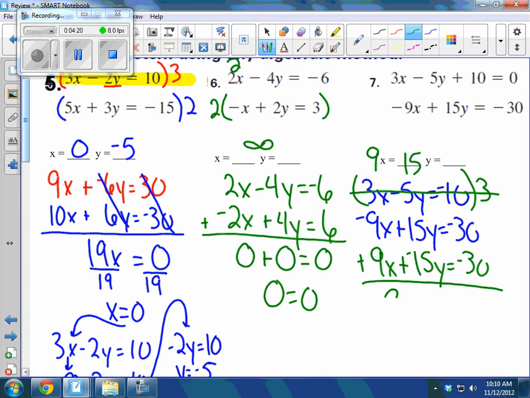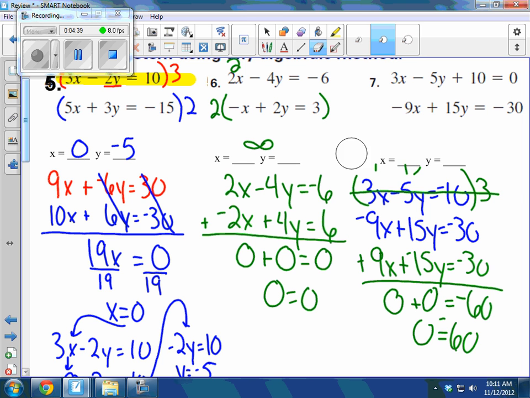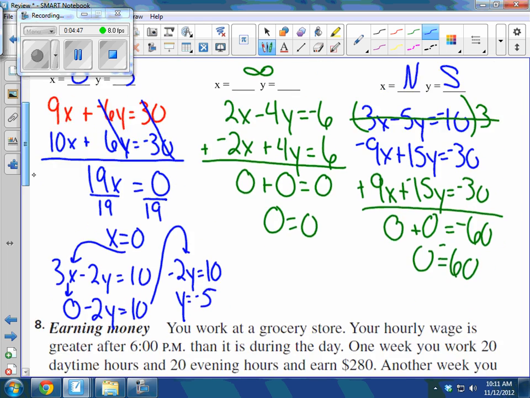And my x's add up to 0. My y's add up to 0. But my constant numbers at the end actually add up to negative 60. So when I'm done, I get 0 equals negative 60. And here, when I get different numbers, that means different lines. So this one is the one that means no solution. Different numbers, different lines, no solution. Same numbers, same lines, infinite solutions.